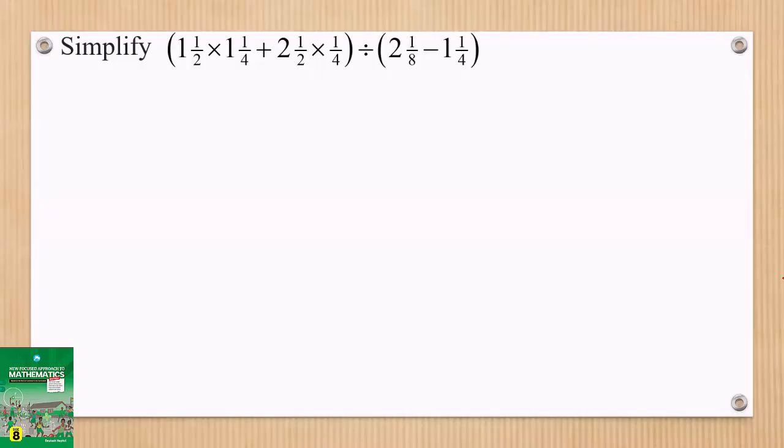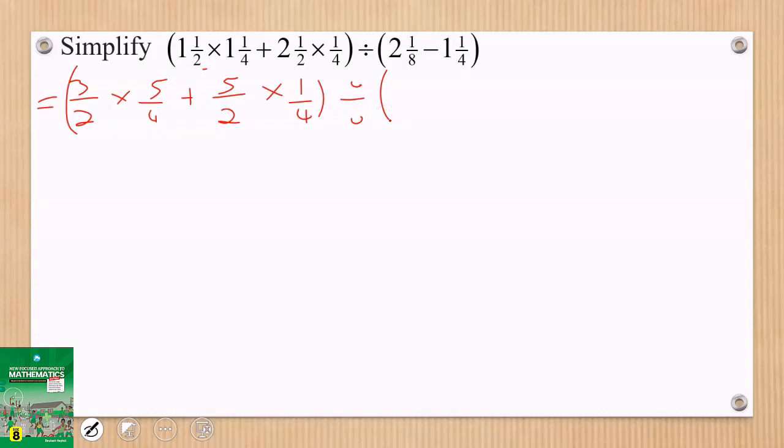Right, so here we have 1 1/2 times 1 1/4, plus 2 1/2 times 1/4. Now let's try to deal with the bracket first by changing each one of them into improper fraction form. So 1 1/2, 2 times 1 plus 1 will give us 3 over 2 times 5 on 4, plus 5 on 2 times 1 on 4. So that is the bracket. Then divided by, here too we have 16 plus 1, 17 on 8 minus 5 on 4. So take your time and see how best you can do the changing of mixed number into improper fraction.